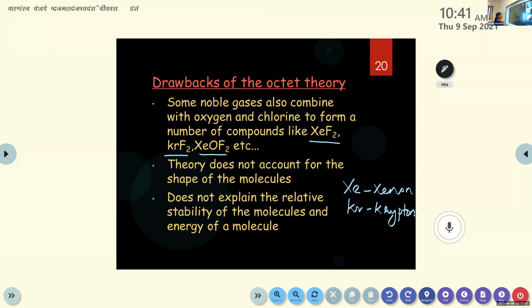Then the second point is that the theory does not account for the shape of the molecules. We know that each molecule has its own shape, right? This octet theory does not explain anything about the shape of molecules. That is the second drawback. Then the third one, it does not explain the relative stability of the molecules and the energy of a molecule. So these three are considered as the drawbacks of octet theory.